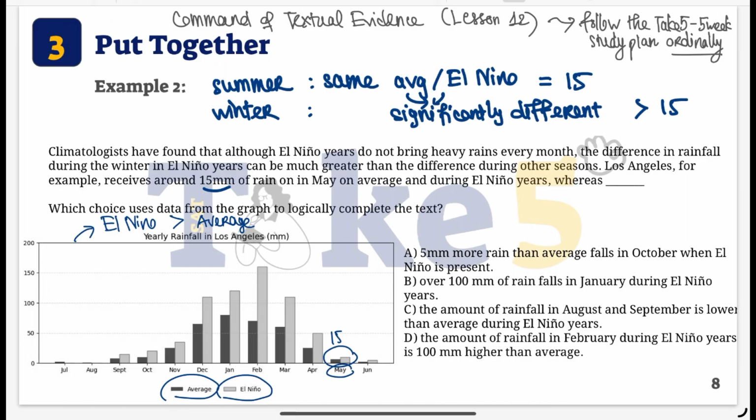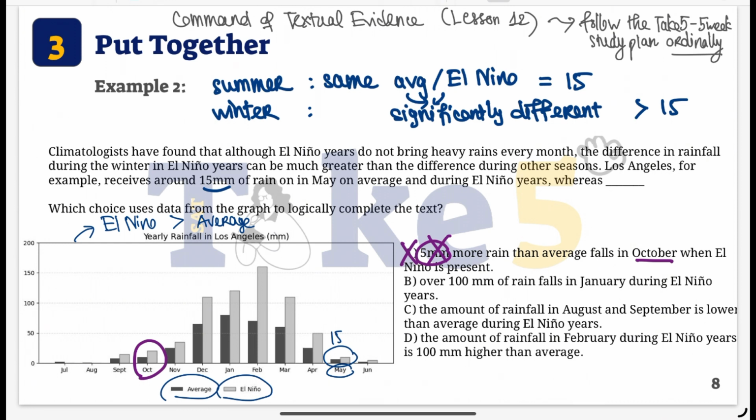A presents October, a month where El Nino rainfall is higher than average. The difference of the 2 columns on the graph looks good, significantly bigger than the difference in May, so quantitatively speaking, it is also larger than 15. However, this difference is incorrectly reported in the answer, as 5 mm is much smaller than 15 and does not reflect the right data, nor the large difference description that we are looking for.